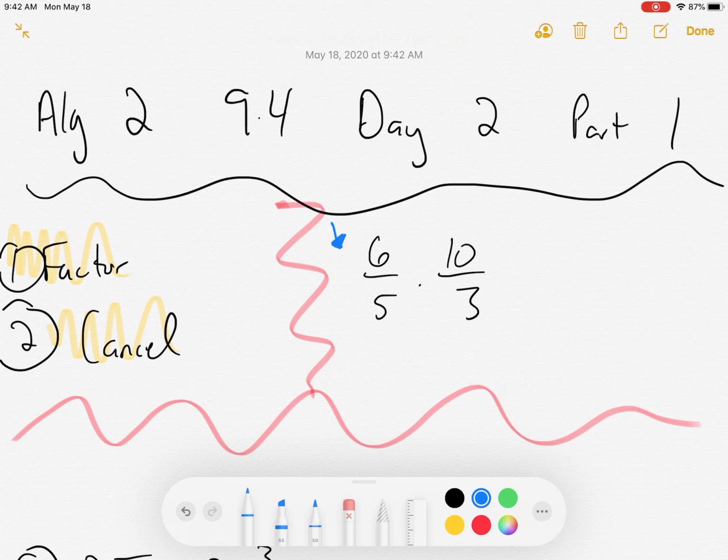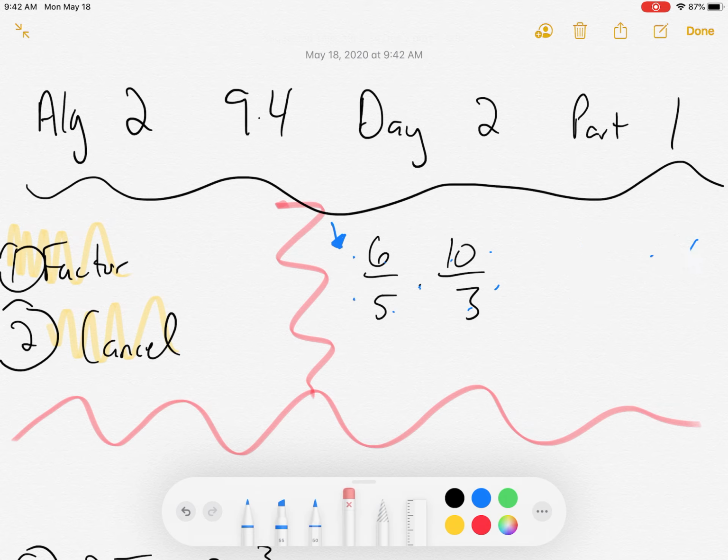If we're just multiplying two fractions, well, I can't reduce 6 and 5. I can't reduce 10 and 3. So what I could do is just go 6 times 10 is 60. 5 times 3 is 15. 60 over 15. Well, those are big numbers. I'm not really used to working with those as much, but they reduce down to 4.